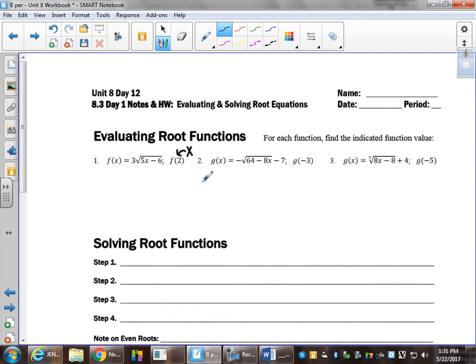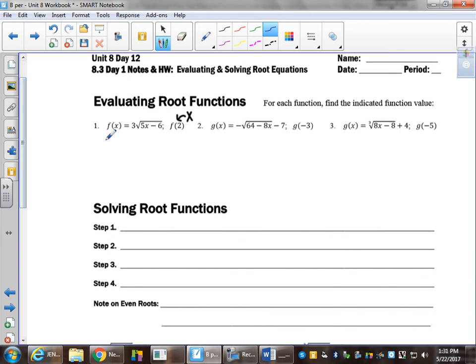The new piece of this is actually to evaluate using a square root, which some of us may have seen in 9th grade, but just in case, we're going to pretend like we haven't and do it step by step. So in number 1, it does say f of 2. So I'm going to write a note for myself, f of 2 equals, and then I'm going to use this as a guide. Wherever I see x, I'm writing 2 in parentheses. So that will be 3 times the square root of 5 times 2 minus 6.